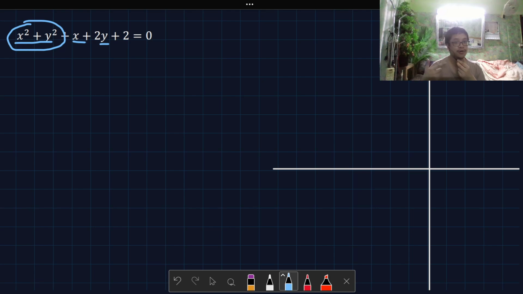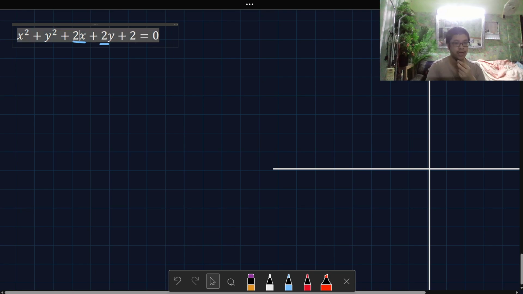But for a coefficient that is not 1, we have to divide both sides by that given coefficient. Okay? By the way, this is not x, it's actually 2x. Yeah, 2x. There we go. Right? So yeah.